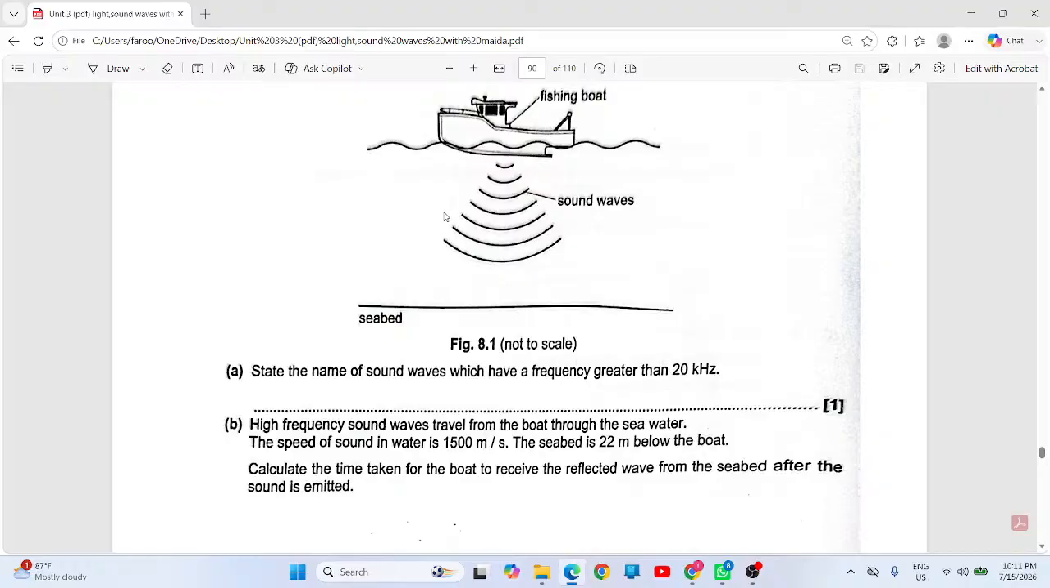State the name of the sound wave that is emitted from the boat, which has a frequency greater than 20,000 hertz. Which sound has a frequency greater than 20,000 hertz? The sound whose frequency is greater than 20,000 hertz is called ultrasound.